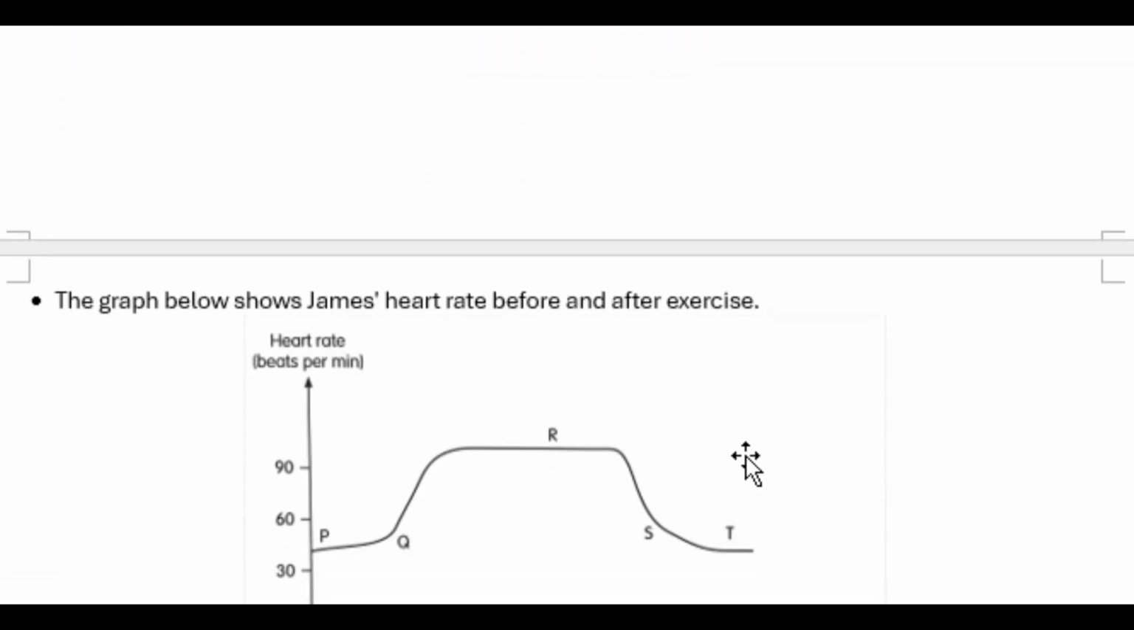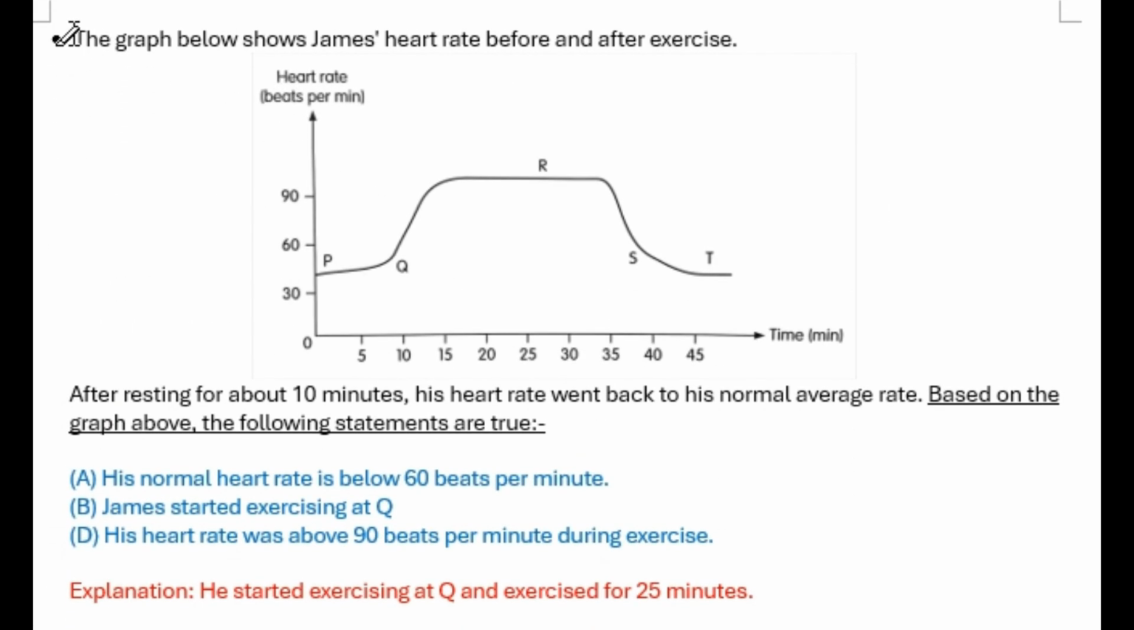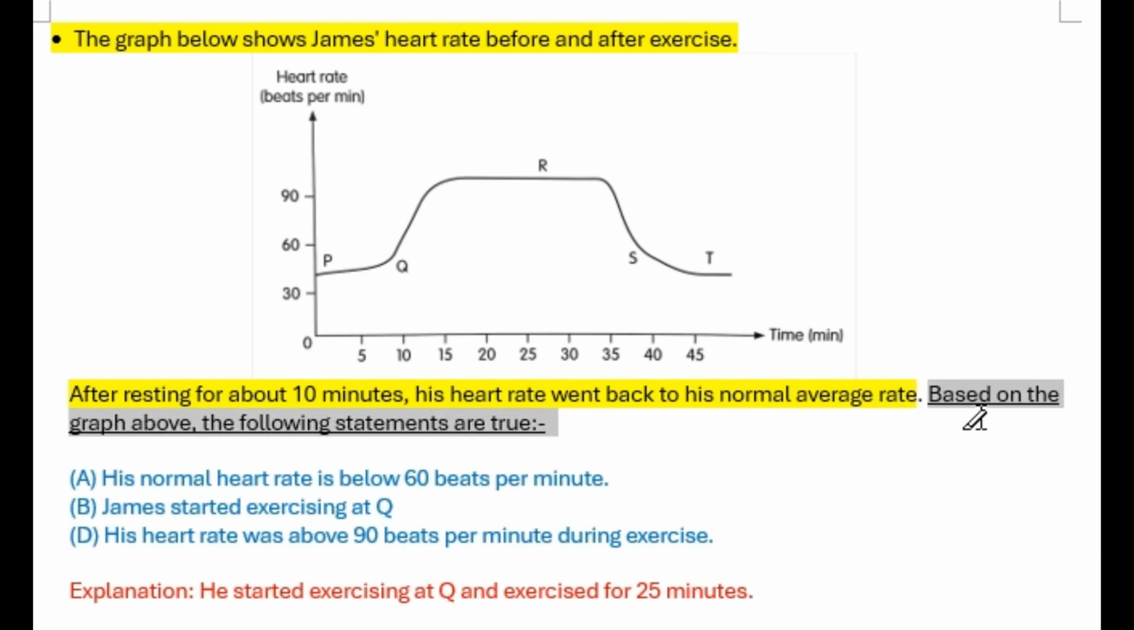The graph below shows James' heart rate before and after exercise. After resting for about 10 minutes, his heart rate went back to his normal average rate. Based on the graph above, the following statements are true.